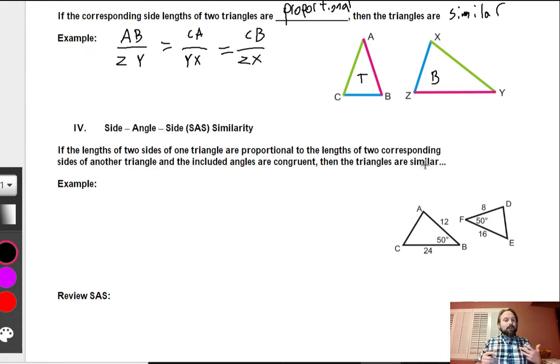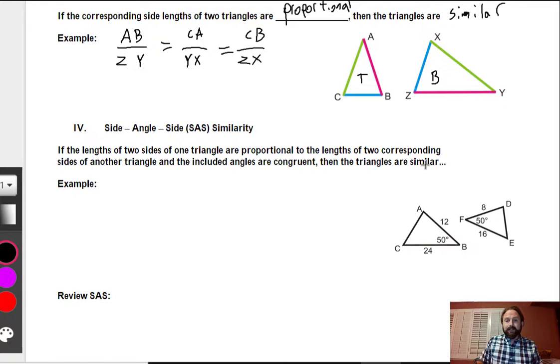Number 4, side-angle-side similarity. I'm going to read this fast. If the lengths of two sides of one triangle are proportional to the lengths of two corresponding sides of another triangle, and the included angles are congruent, then the triangles are similar. Wow, that's a bit of a mouthful.